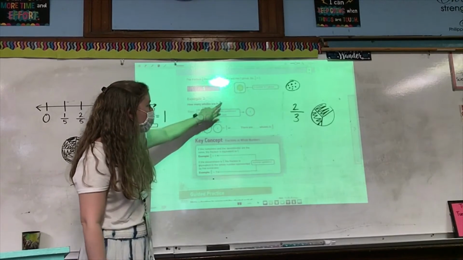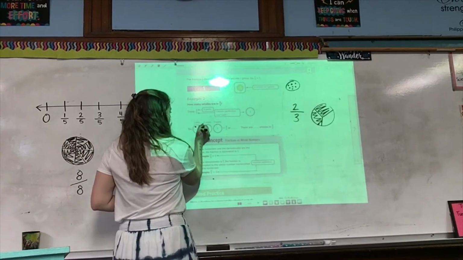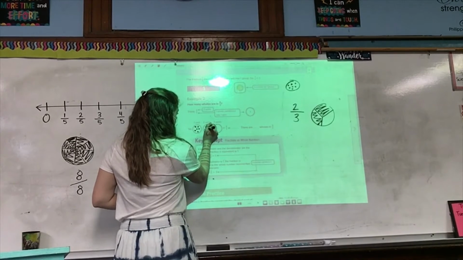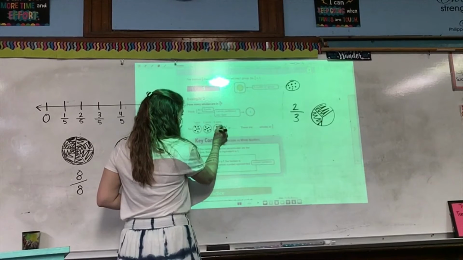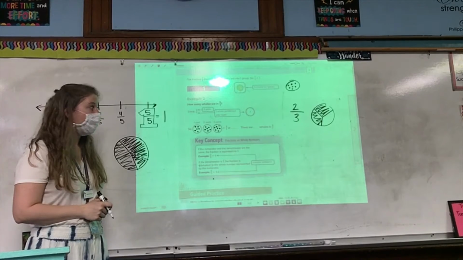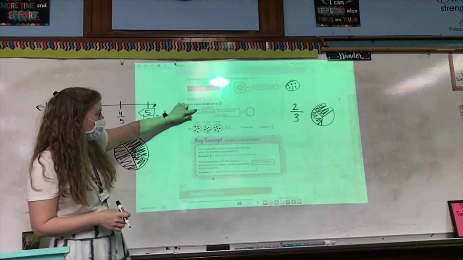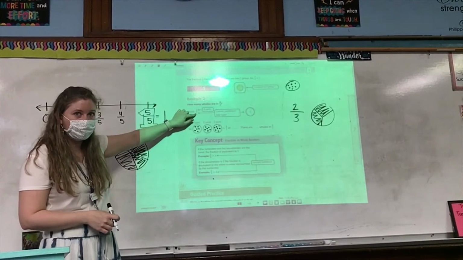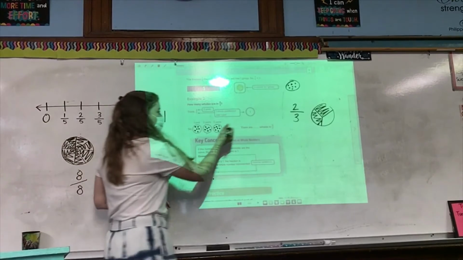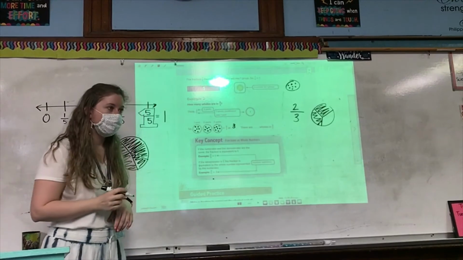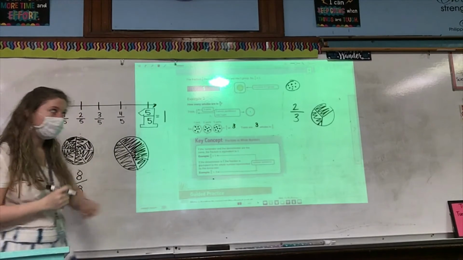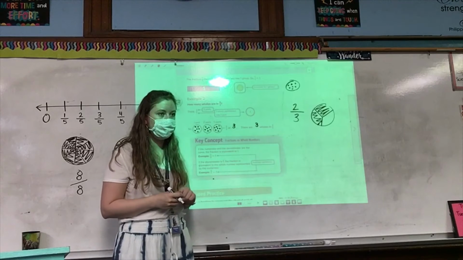So if we imagine 3 wholes, we can imagine 1 pizza, 2 pizzas, 3 pizzas. So there are 3 parts, but there's 1 whole. That means we have to have 1, 2, 3, which means there are 3 wholes in 3 wholes.